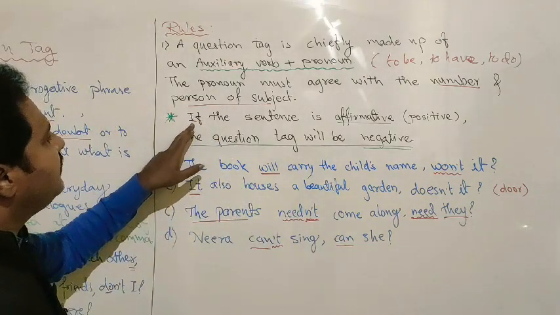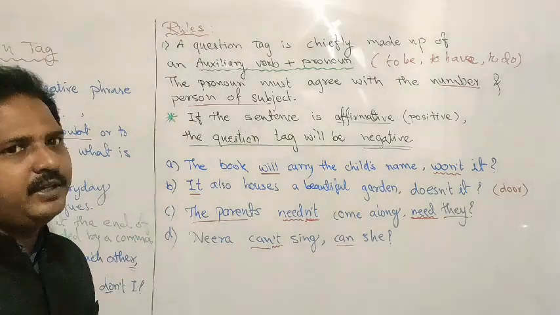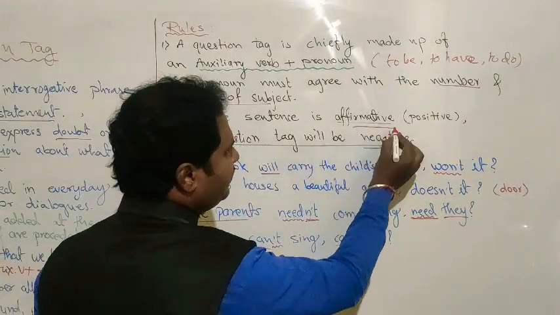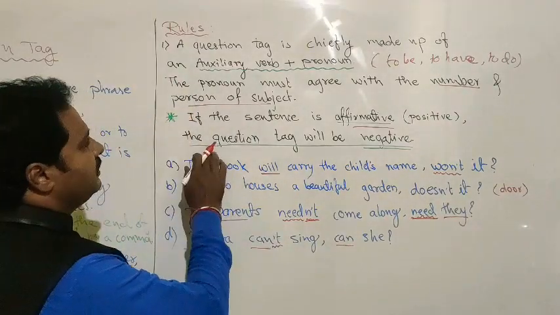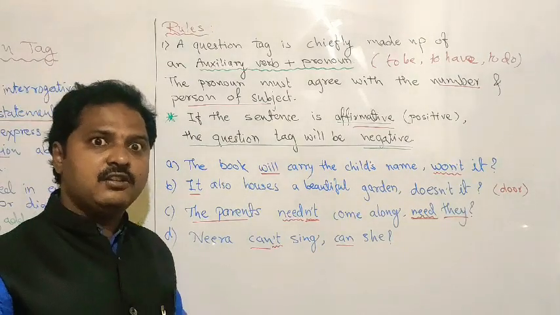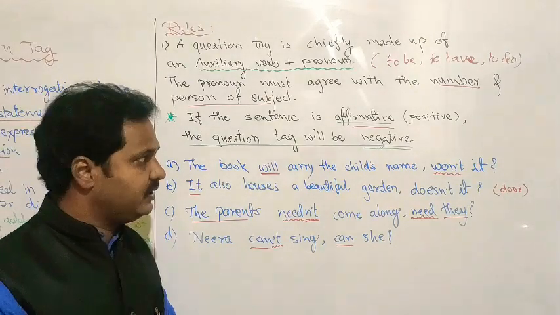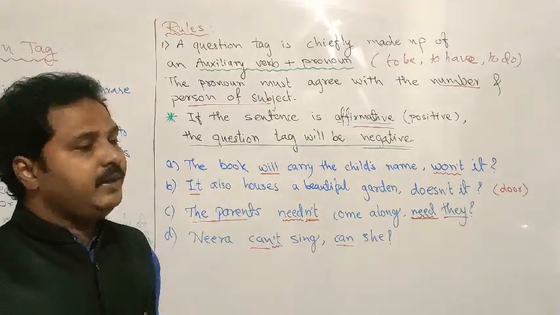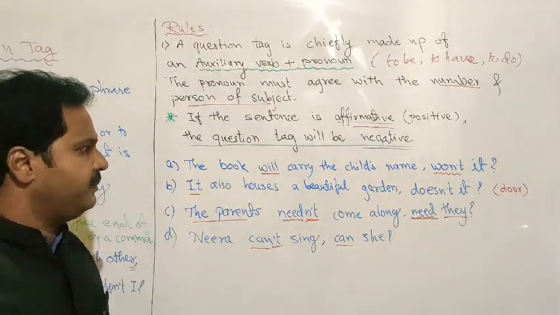Then, if the sentence is affirmative, as I have told you, we have seen here now. If the sentence is affirmative, that is positive, the question tag will be negative. He is a good boy. Isn't he? That is, isn't he, not is used here. If the sentence is affirmative, then the question tag will be negative. Let us see some examples.